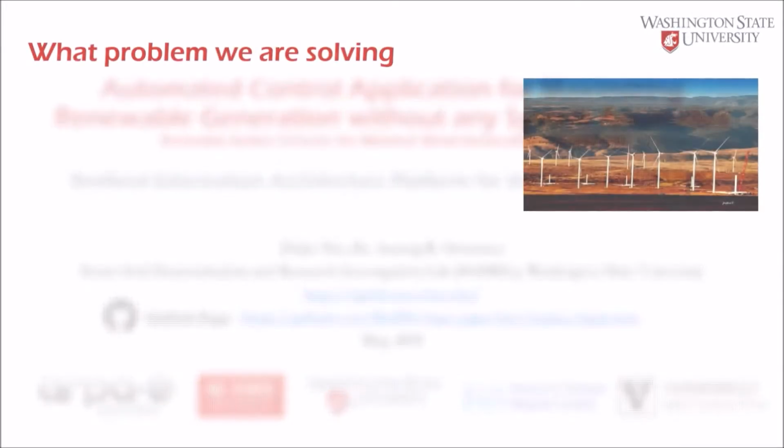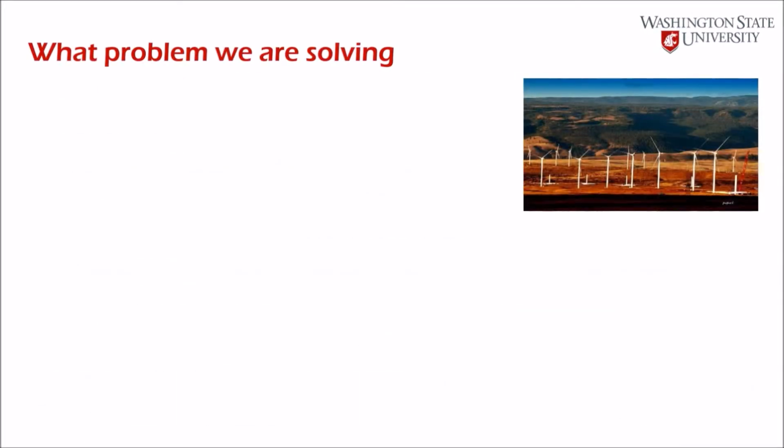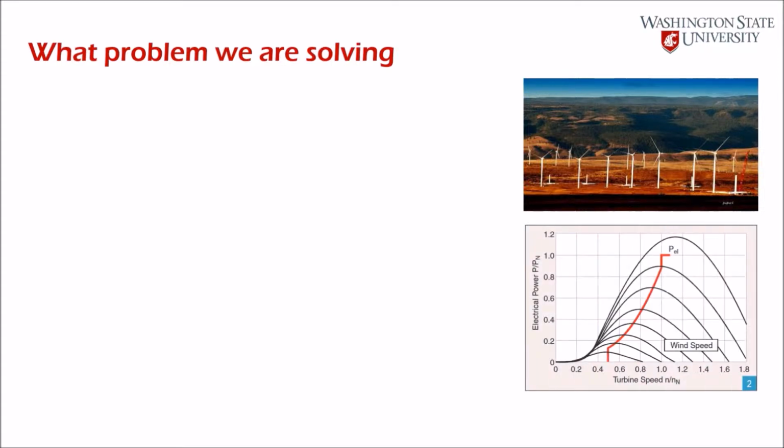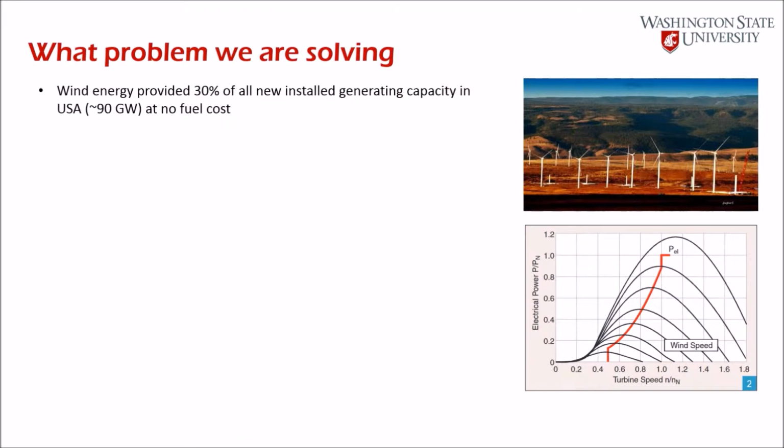With more and more wind energy integrated into the power grid, wind energy has provided around 30% of all new installed generating capacity in the United States, at no fuel cost. According to the characteristics of wind turbines, there is more wind energy generated at higher wind speed.